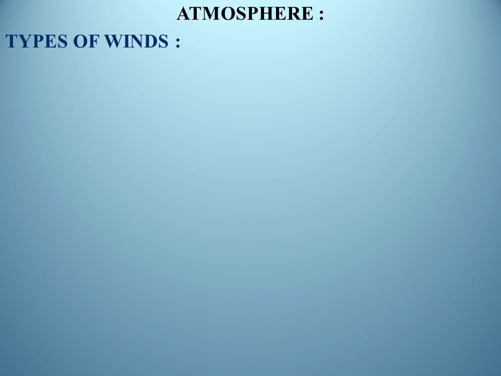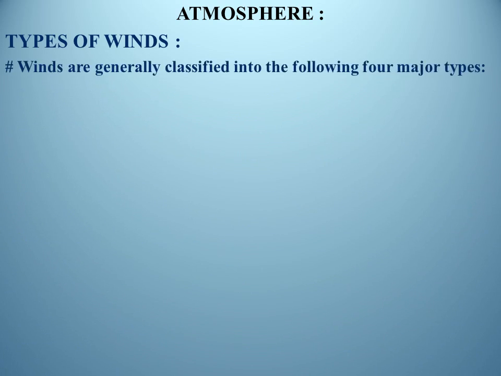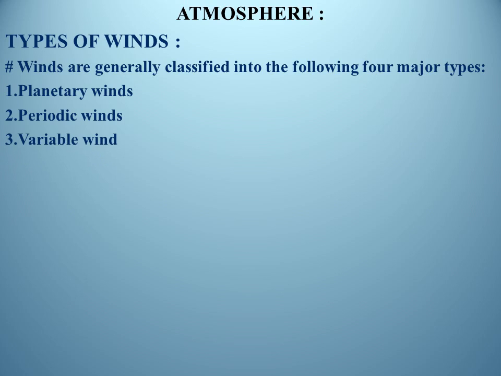Next, we are going to learn about types of winds. Winds are generally classified into four major types. The first one is planetary winds, next periodic winds, next variable winds, and local winds. Now we are going to learn about the first one, planetary winds.